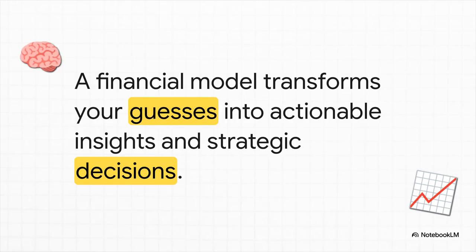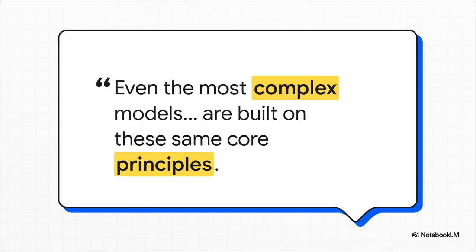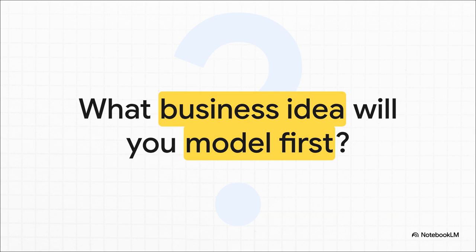And that's really the whole point, isn't it? A financial model is basically a machine. It's a machine that takes your guesses, all your assumptions, and turns them into real, strategic decisions. It transforms uncertainty into a plan. And you know what's amazing? The thing we just built for a lemonade stand is built on the exact same core principles as the most complex models in the world. Seriously, the rules are always the same. Keep your inputs separate, build a logical engine, and use the outputs to make smarter decisions. That's the whole game.